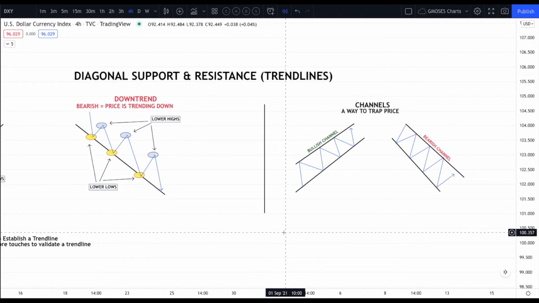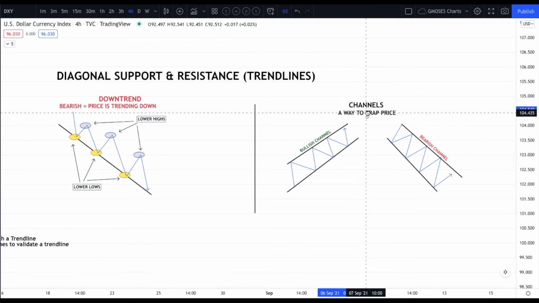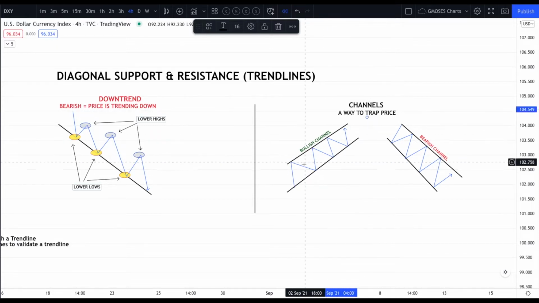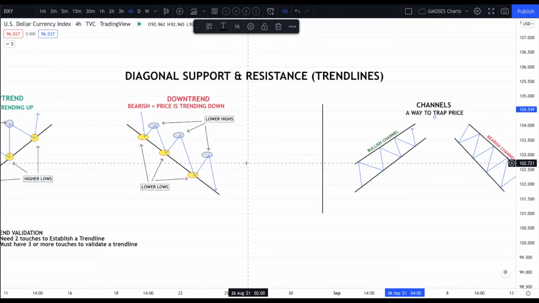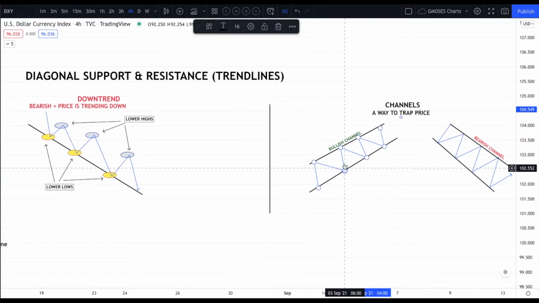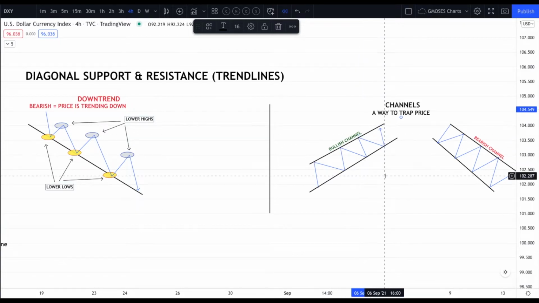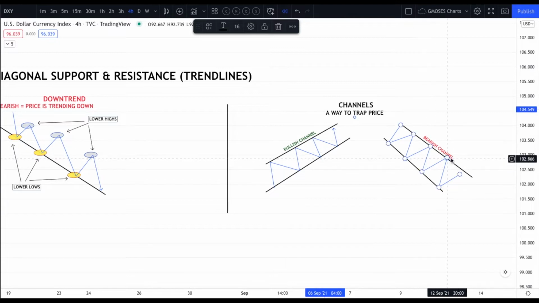Another way to look at diagonal support and resistance are called channels. And basically this is a way to trap price in order to get better entries and look at points of interest to see where price is actually going. So if you're looking at a bullish channel, you can see it's pretty much the same thing as an uptrend. However, we have a trend line on the top and bottom, pretty much trapping price within this particular channel. The same holds true for a bearish channel as well.